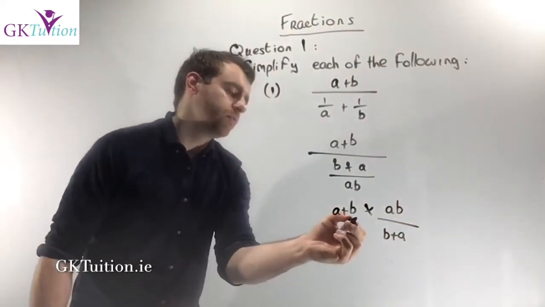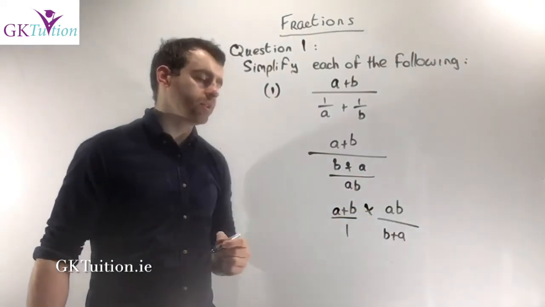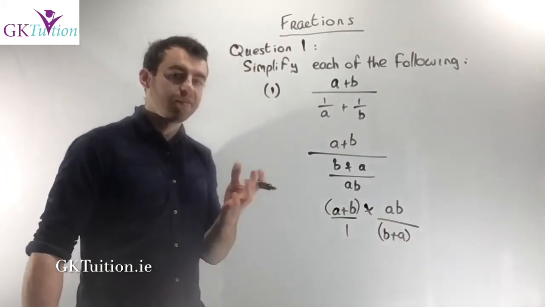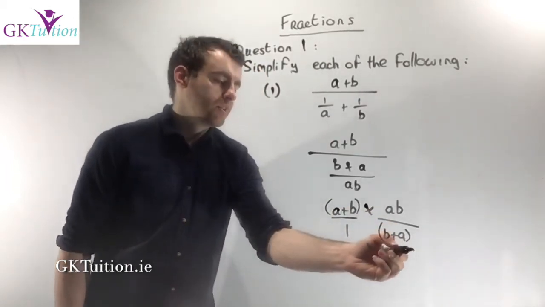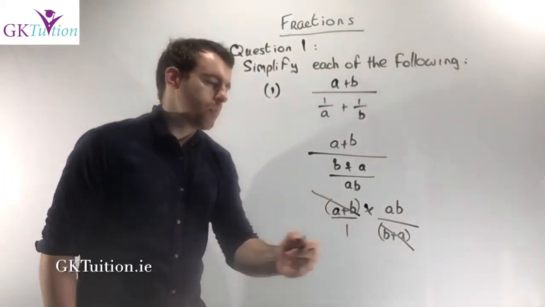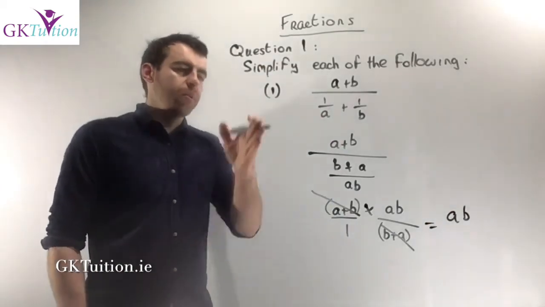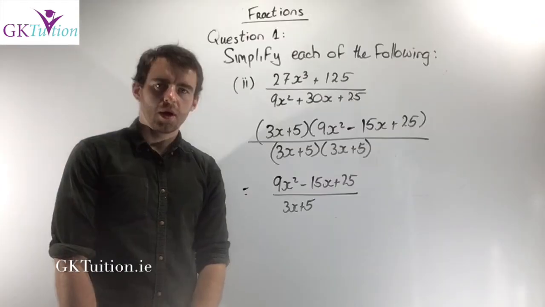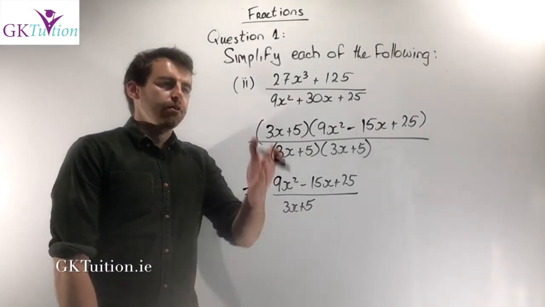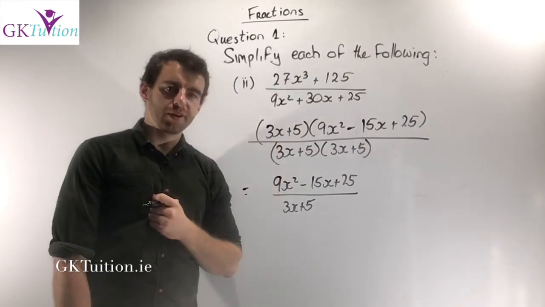Now in this case, I should view this as a plus b over 1 multiplied by ab over b plus a. In this case, you have a plus b and b plus a. They're obviously the same thing. B plus a divides into a plus b once, and I'm just left with ab. So if I simplify that, I'm simply just left with ab. So that was part 1 simplified fully. Okay, in the second one, we just had to practice our factorising. The top of the fraction, we had 27x cubed plus 125.